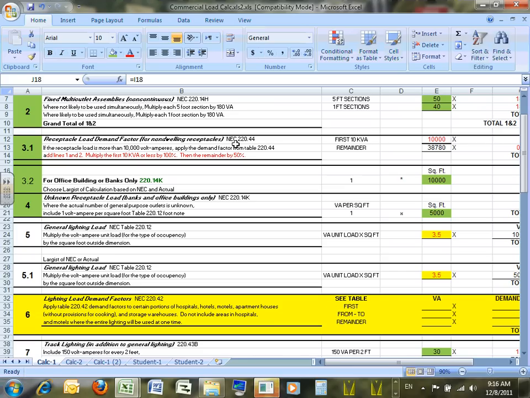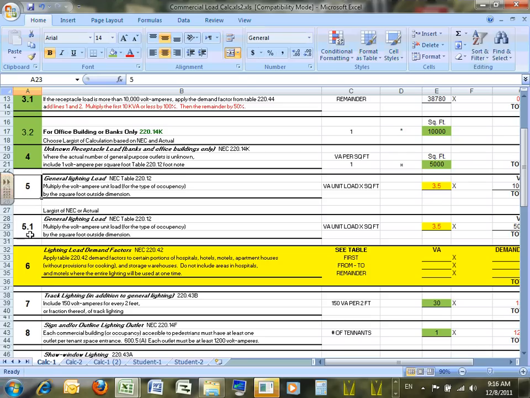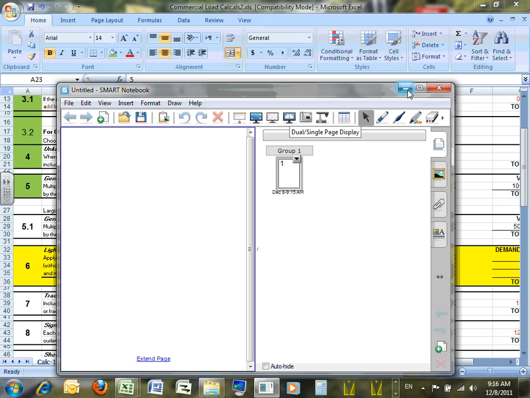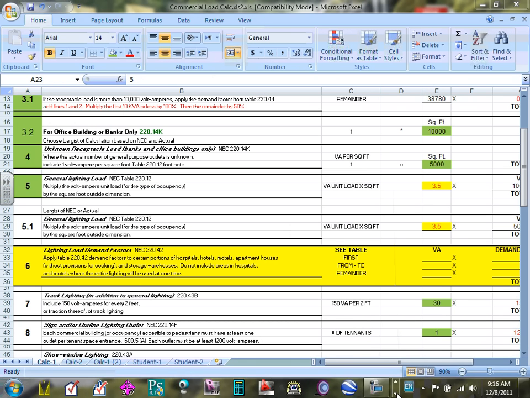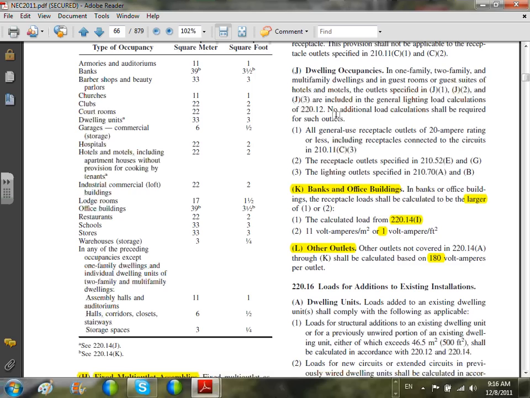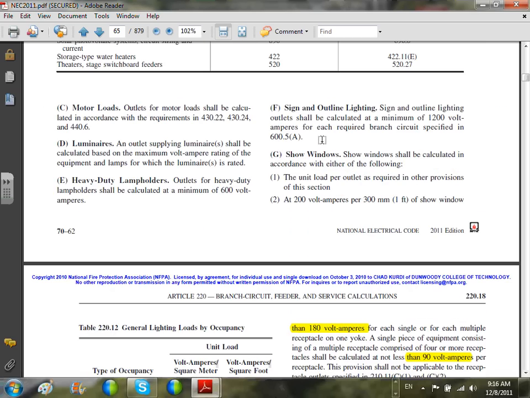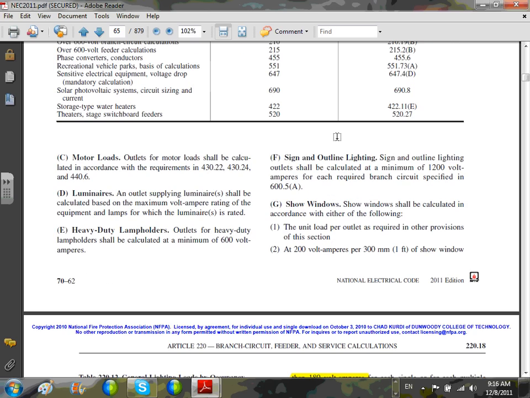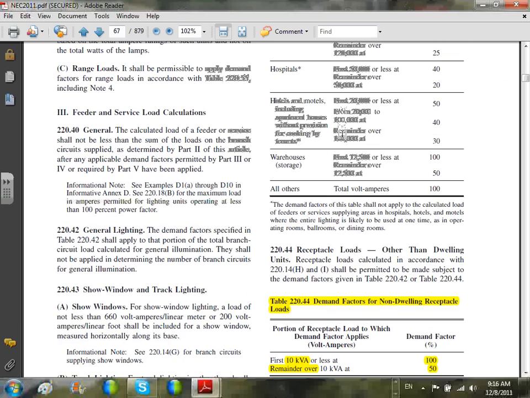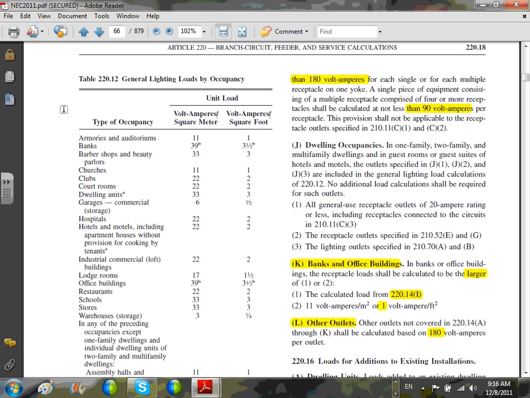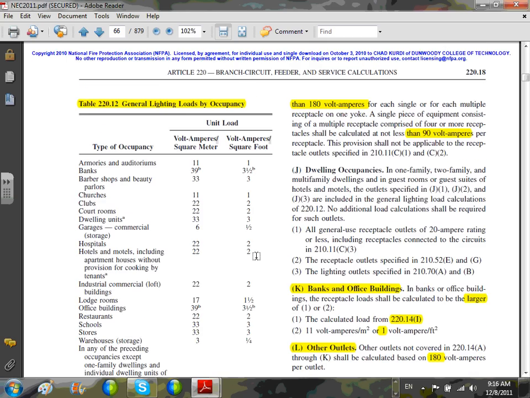Okay, now let's go to the lighting load, general lighting load. If you guys look at general lighting load, which is number 5, now we sealed the receptacle, general lighting 220.12. Let's go directly into 220.12. Minimize that one. NEC code book and highlight this one, please. 220.12. There you go, 220.12. You guys are familiar with this one from the commercial building and the residential building that we did.